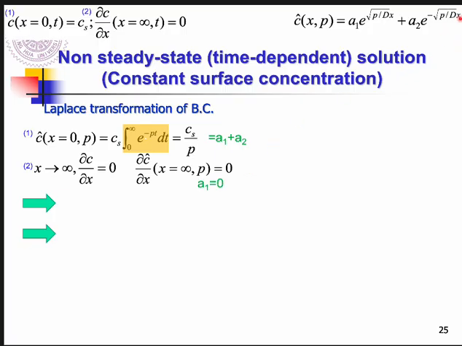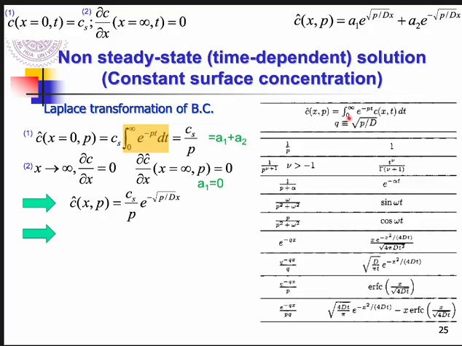Then you only have the value for A2. Because when x equals to infinity, this value will be quite large, this value times A1 should be equal to 0. The only possibility is A1 equals to 0. So you got this one. So A2 equals to Cs divided by P. So you don't have A1, you got A2. So the solution in P domain should be written as Cs divided by P times exponential of this term. So this is the solution in P domain.